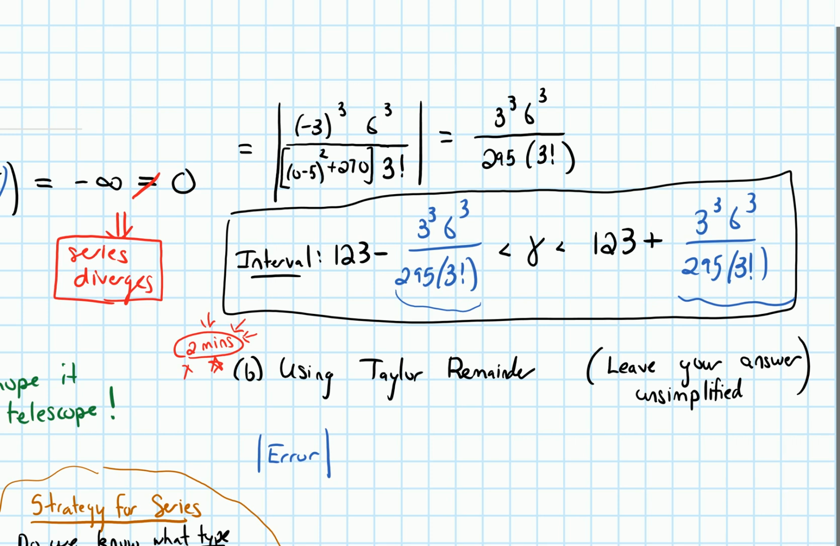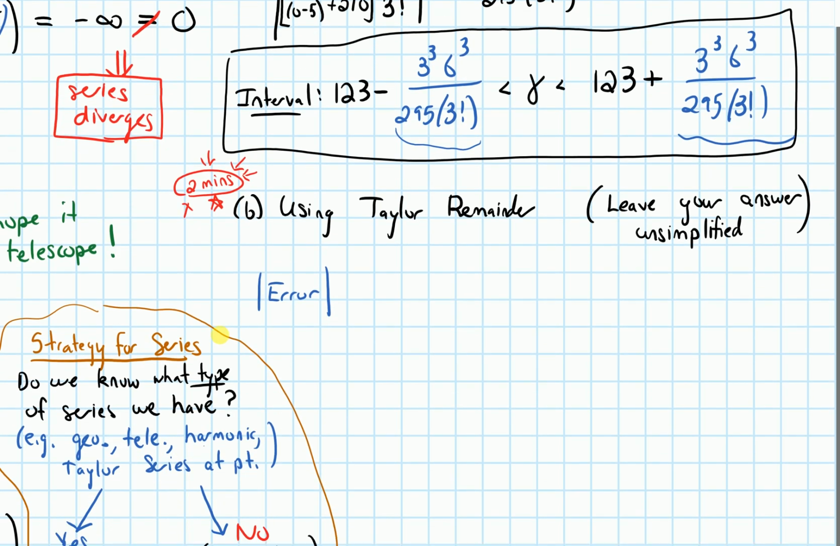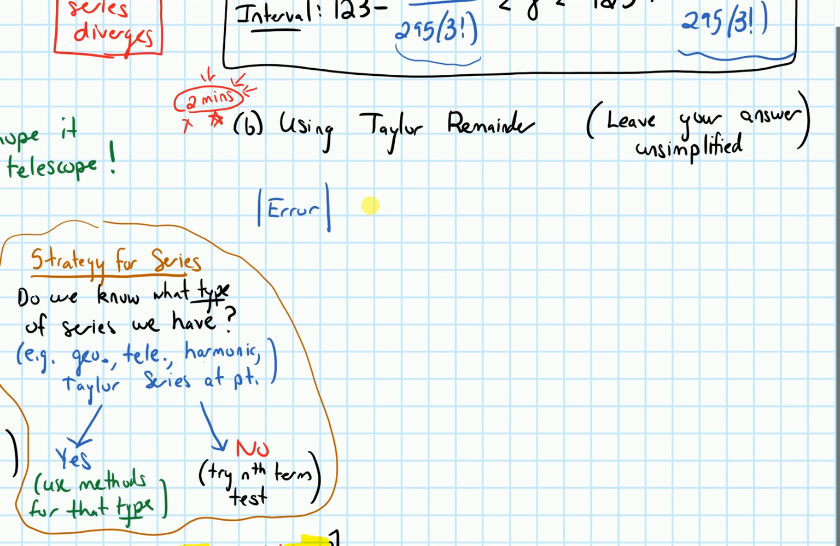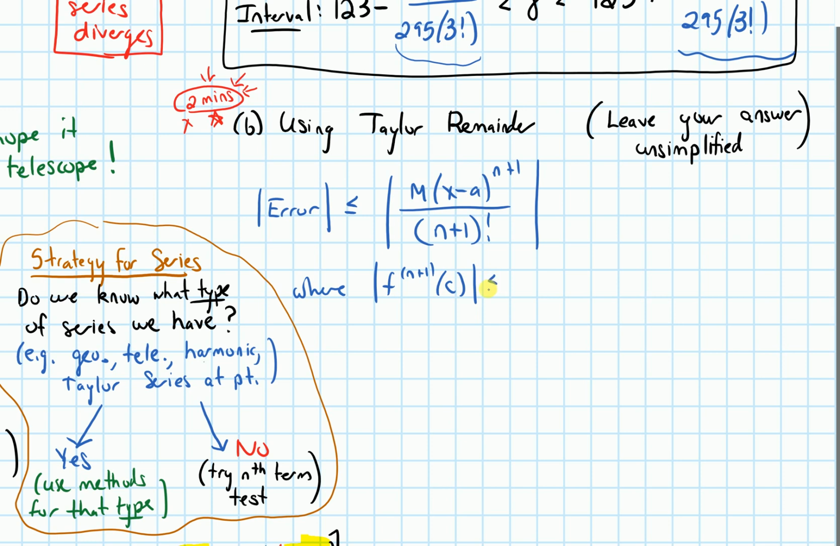Alright, so hopefully you've paused the video for about 2 minutes to try this. So let's talk about it together. So with Taylor remainder error, the absolute value of the error is less than or equal to M times the absolute value of x minus a to the n plus 1 over n plus 1 factorial, where, so what's M? Well, the n plus first derivative of the function evaluated at c needs to be less than or equal to M for all c.